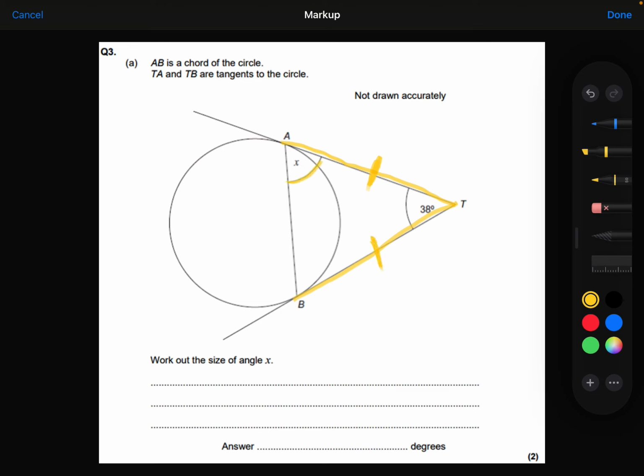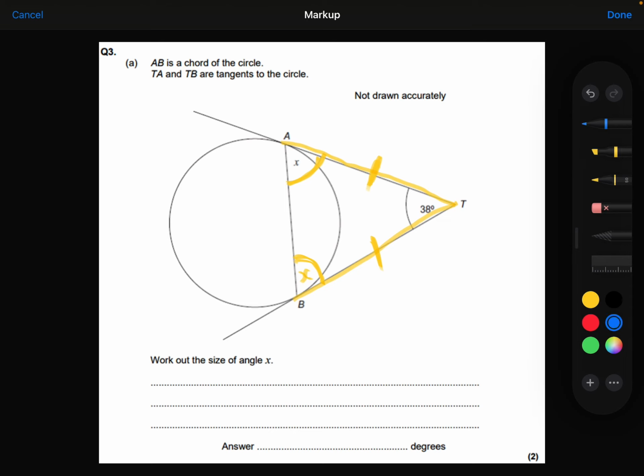that these two angles must be equal to one another. They must both be the same because we have an isosceles triangle, and we know that base angles in an isosceles triangle are equal.